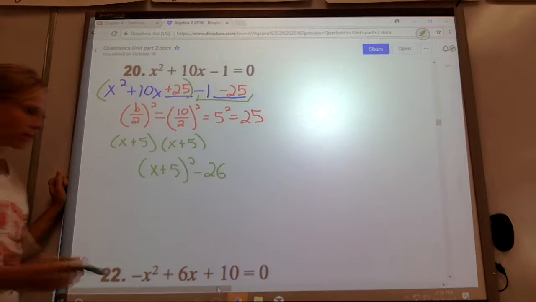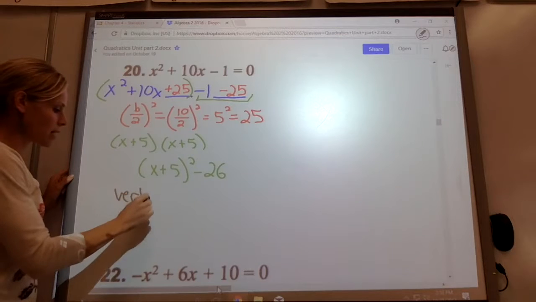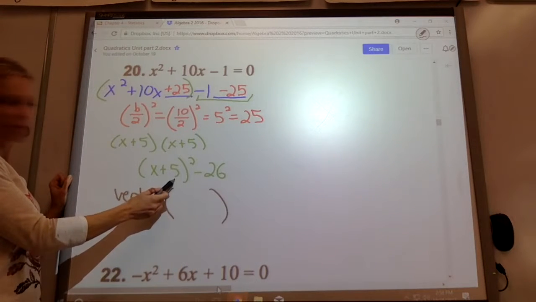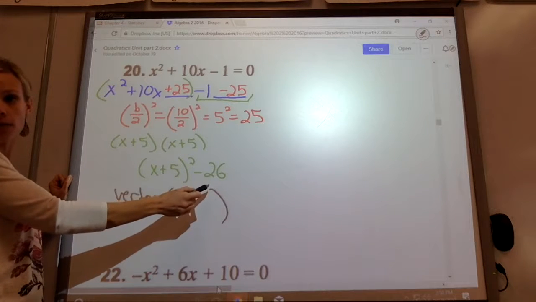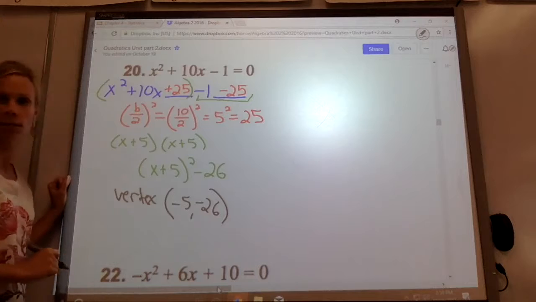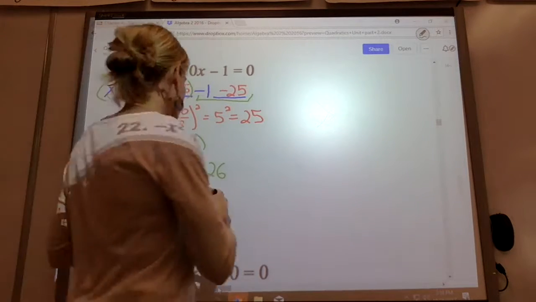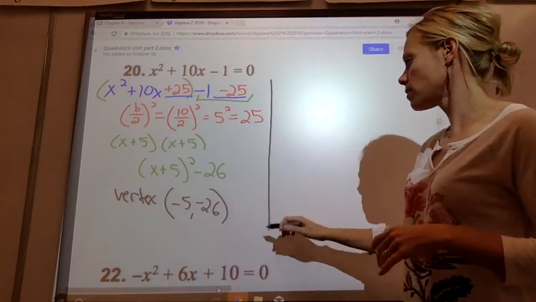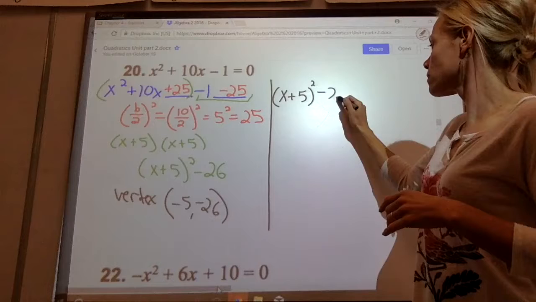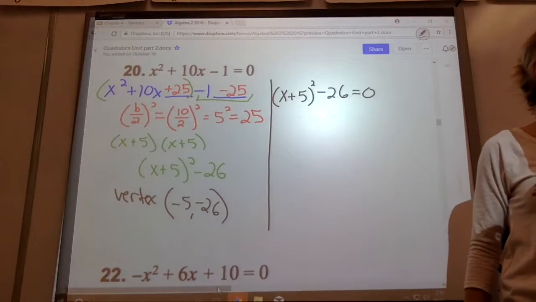So two things you're going to find from this vertex form. The first being, well, what's my vertex? I moved 5 to the left, 26 down, so (-5, -26). Right, that's the first part. And then you want to do the second part. You're going to say, okay, now what are my roots? So if I take vertex form and set it equal to 0, I can solve for x to find my roots.